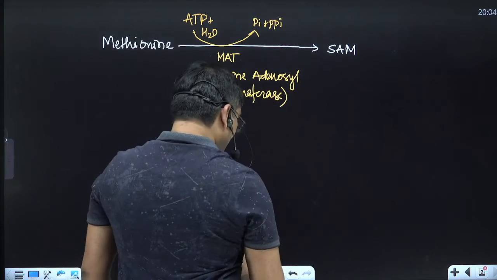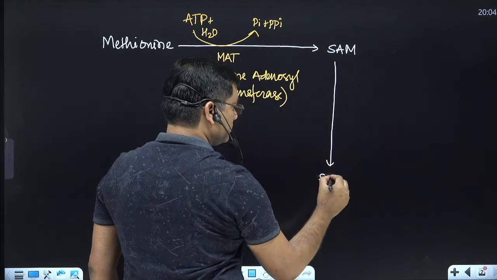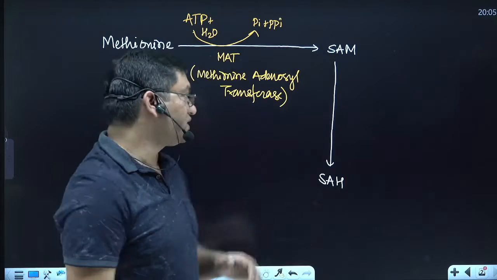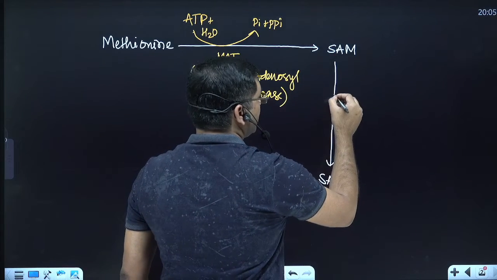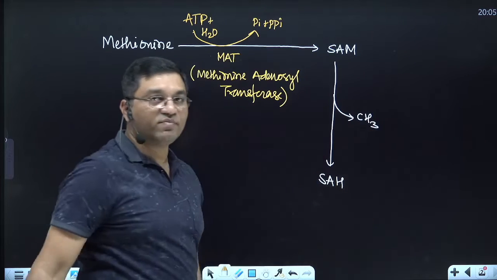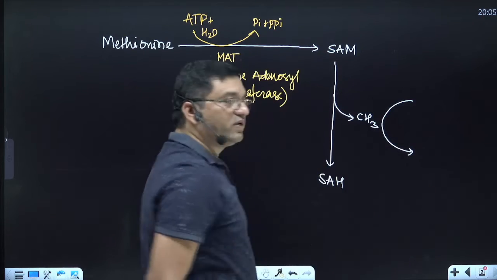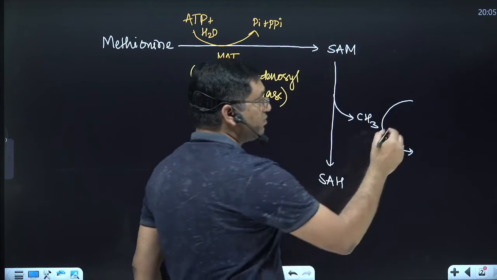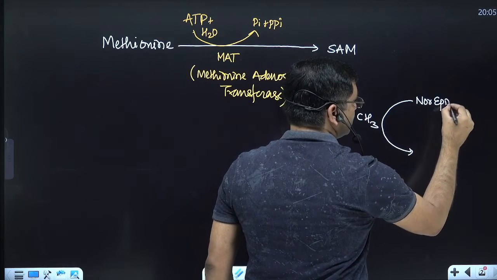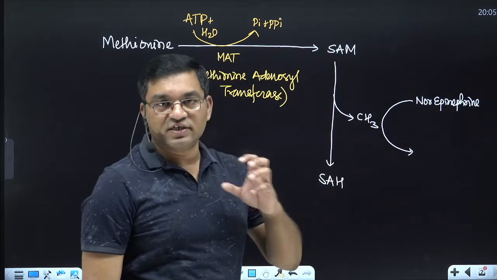Now this S-adenosyl methionine is converted into S-adenosyl homocysteine, and this is a methyl transferase reaction in which the methyl group donated by the SAM is accepted by an acceptor and converted into a methylated product. For example, norepinephrine. There are a number of examples of methylation reactions.